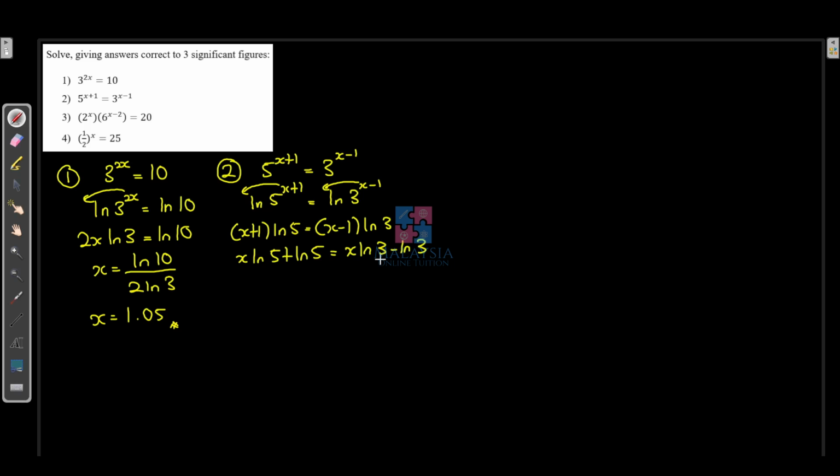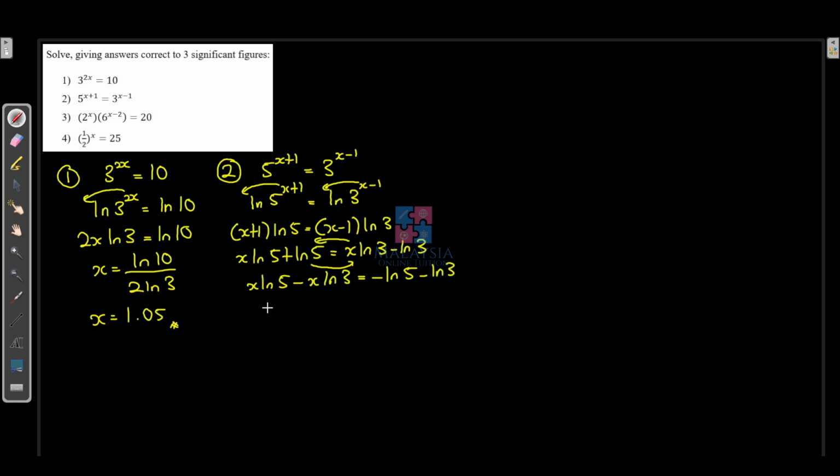Then what we need to do is gather our x. Whatever is not involving x, you can shift to the other side. So I will bring the x ln 3 to the left and the ln 5 to the right. So we have x ln 5 minus x ln 3 equals negative ln 5 minus ln 3.